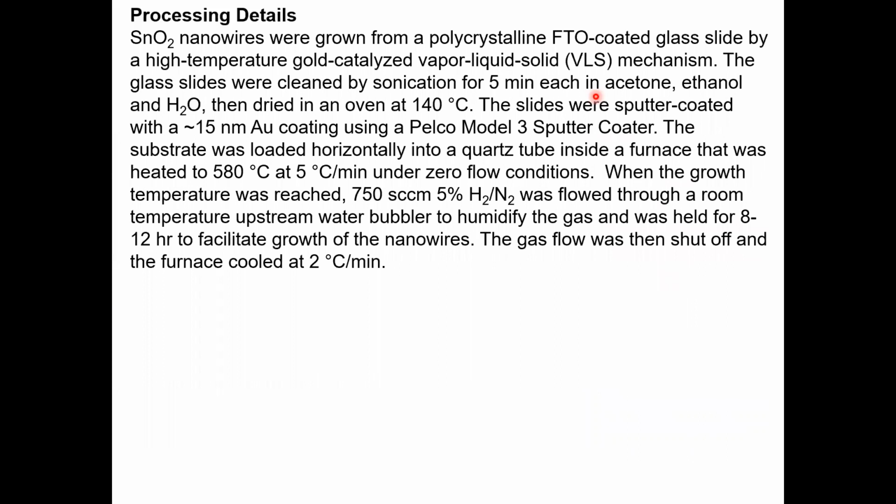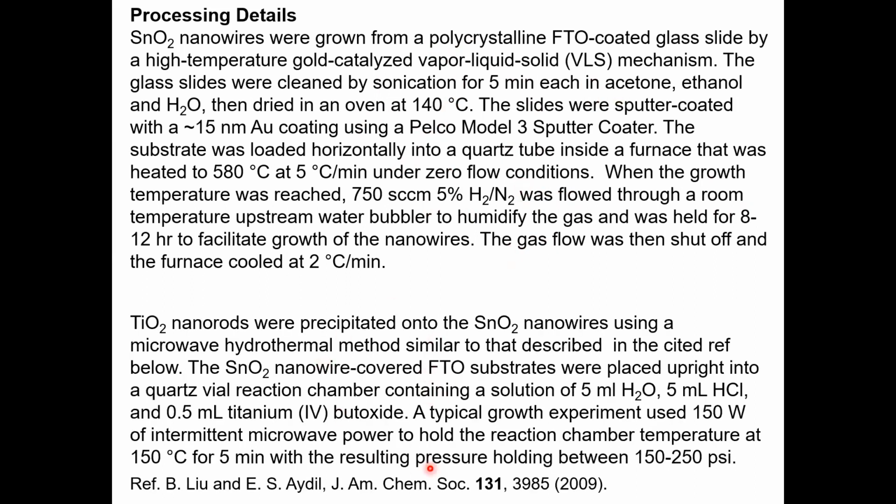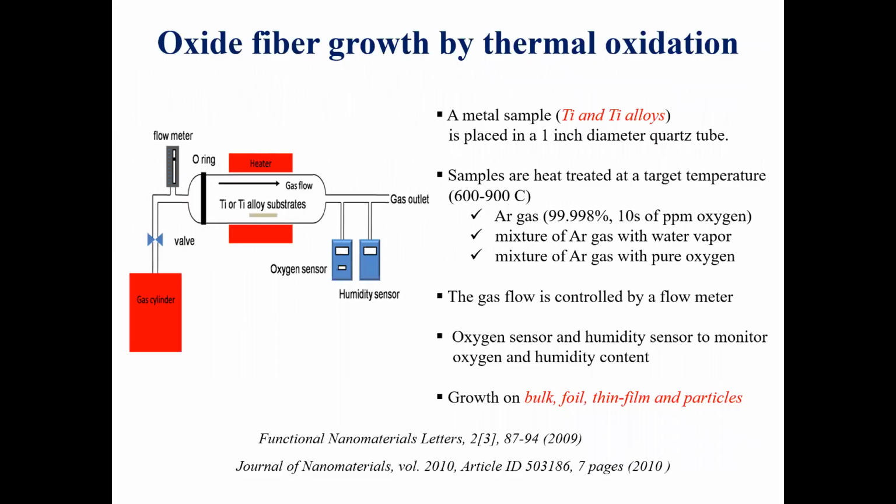Moving along, I'll give you some details about the processing conditions. So the VLS condition is used to grow the tin dioxide nanofiber first on the FTO slide, and then the hydrothermal condition, the processing condition, in a titanium precursor. The titanium precursor in this case is titanium butoxide. So these are the details, and this is where we published this. Then I'm going to move on to another technique.